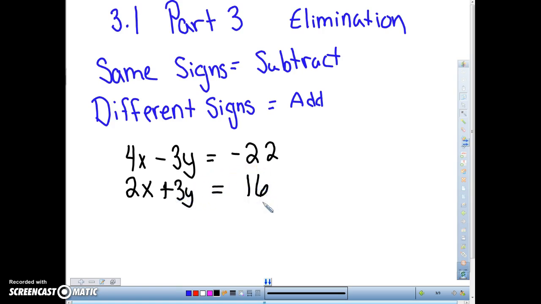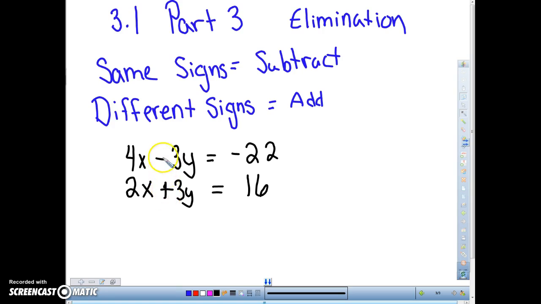The very first thing you have to check with elimination is that your x's are lined up, your y's are lined up, your equal signs are lined up, and the numbers by themselves are also lined up. Then you look at the variable that has the same numbers, first of all, if you have that, and in this case we do, so they both have 3y. Then you look at the signs. Are the signs the same or are the signs different?